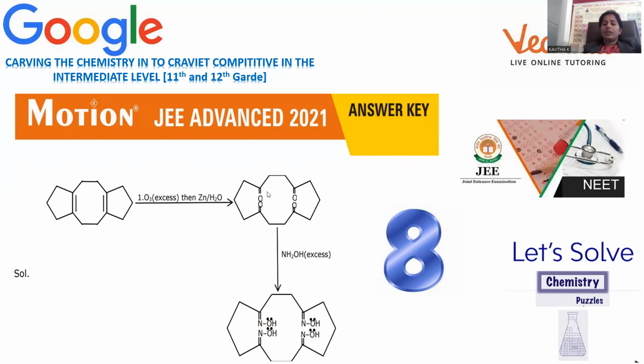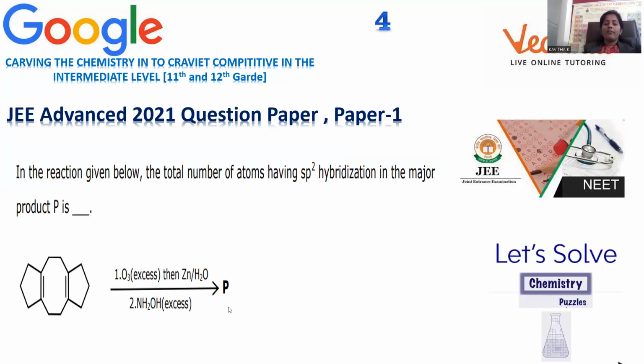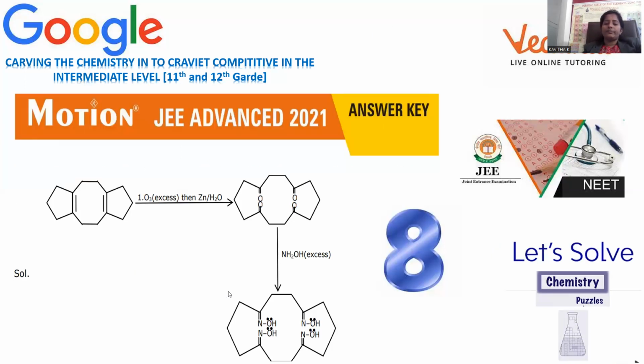Here, oxime. How many ketones are there? 4. Hence, since we are using excess reagent, 4 oximes will be generated. This is about the chemical reaction part. We have purely gone through the chemical reaction part. Now, we have to go for the analysis of sp2 hybridization.